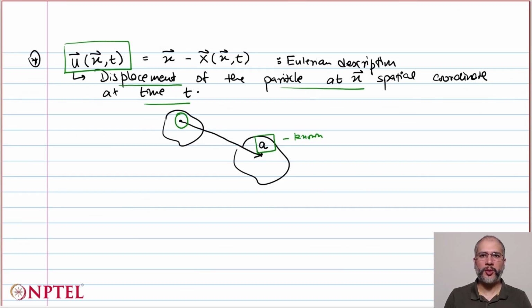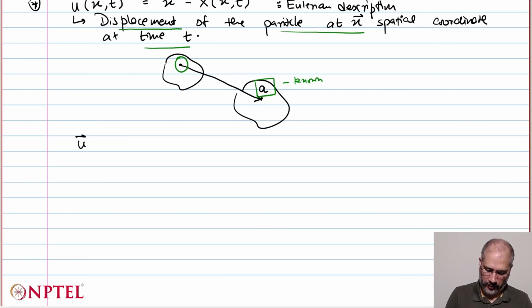Now please note that displacement is always from the reference configuration, irrespective of how I express my u, whether I express it in the Lagrangian or the Eulerian coordinates, it is always from the reference to the current configuration.